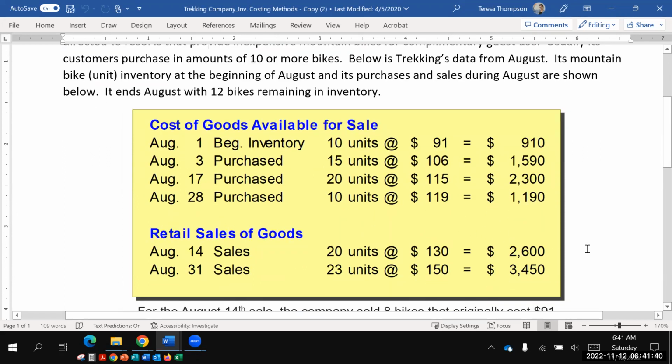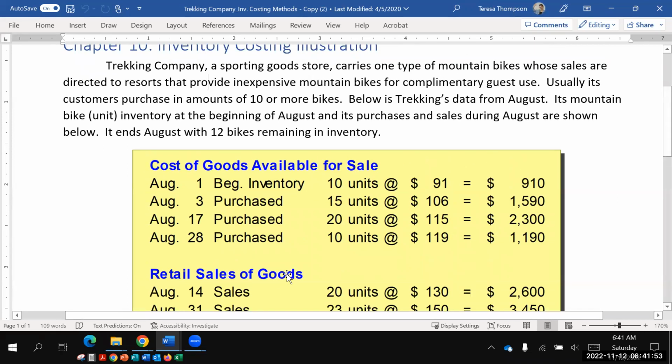I know in the example I did in class with the 4 milk cartons, right? It was very simplistic. This one's a little more realistic. We have more units, higher value, multiple purchases, and multiple sales. All right, so we have here a company. They carry one type of mountain bike.